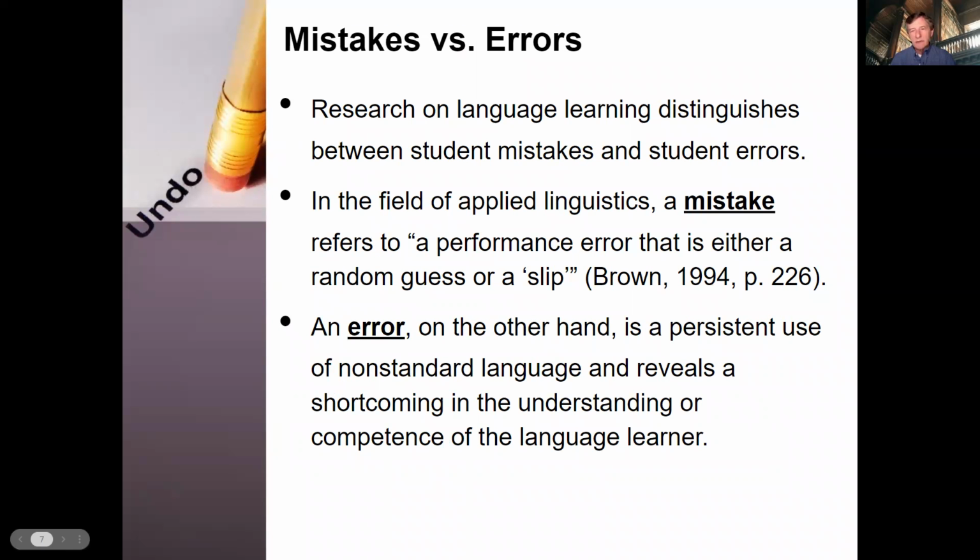In language learning and applied linguistics, a mistake is referred to as a performance error that's either a random guess or a slip. An error, on the other hand, is persistent use of non-standard language and reveals a shortcoming in understanding or in the concept and competency of the language learner.